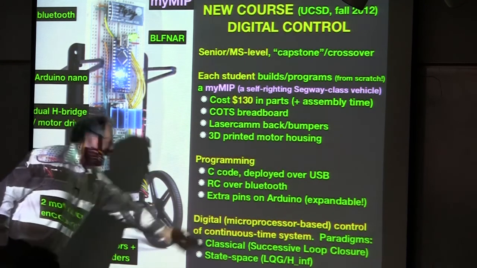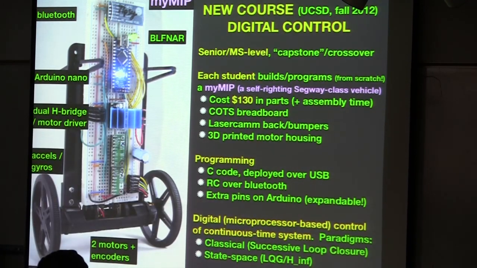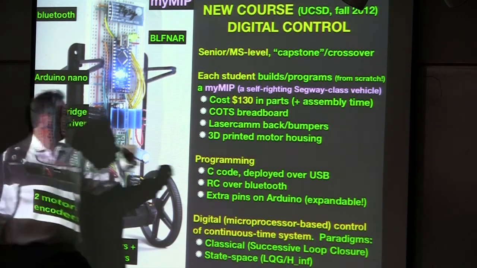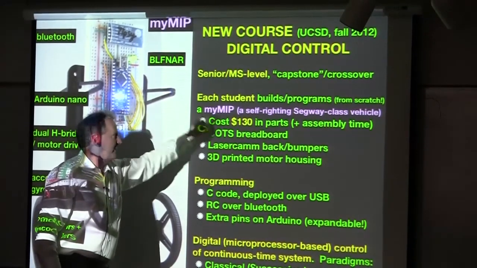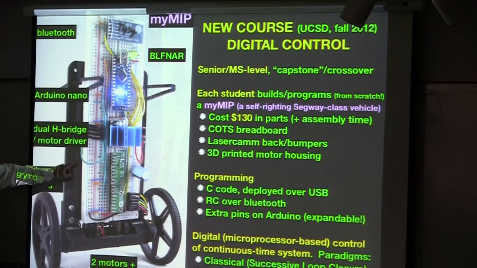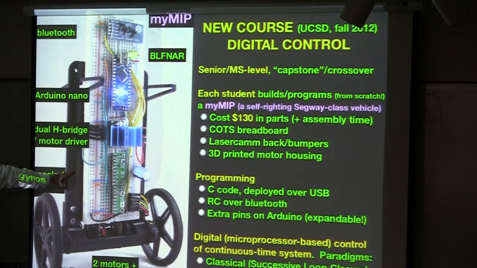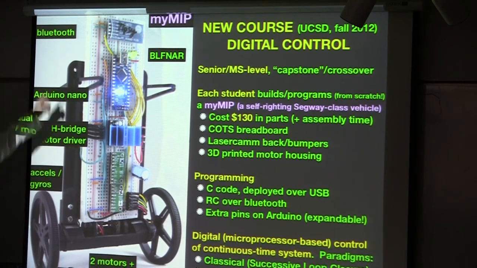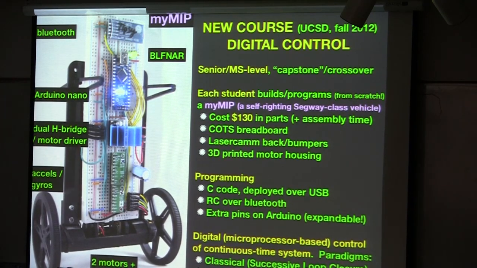So anyway, to teach a course about how to use digital control to control a continuous time system, this is a perfect platform. In this class, I had 43 students. Each student got a kit of $130 in parts and built this up from scratch. And then their oral exam at the end of the quarter showed me the thing working to various degrees. Most of them had it working. And many of them even had the Bluetooth working as it was driving around.